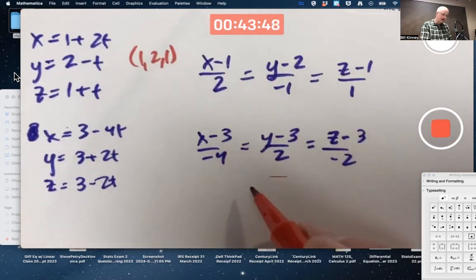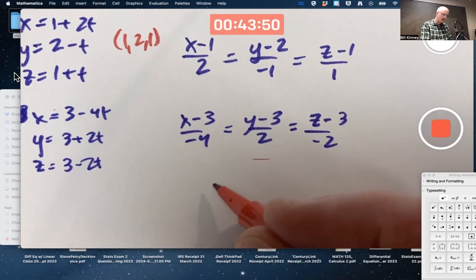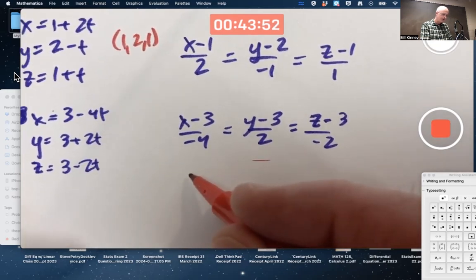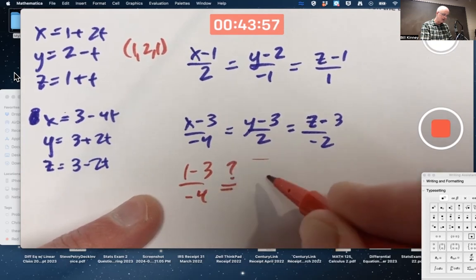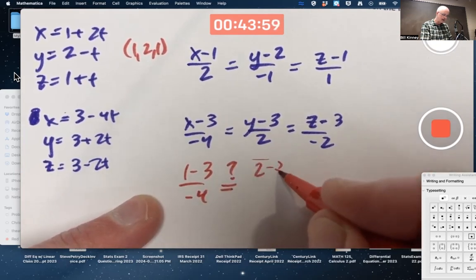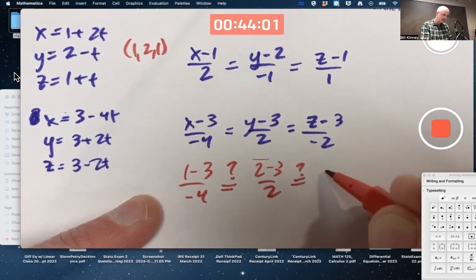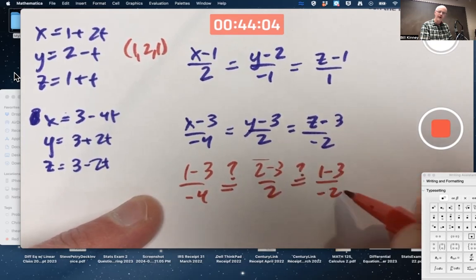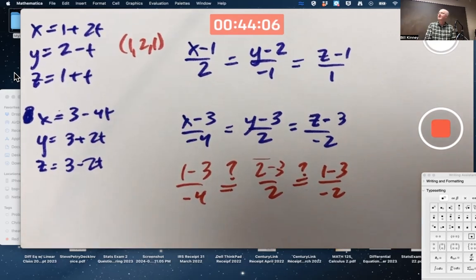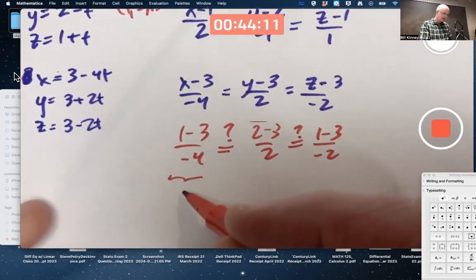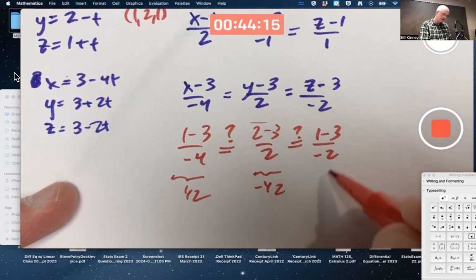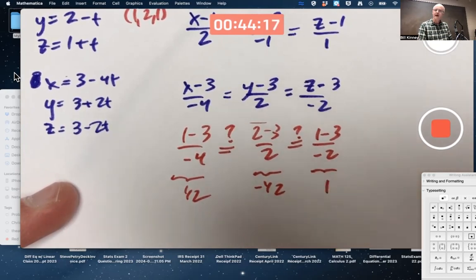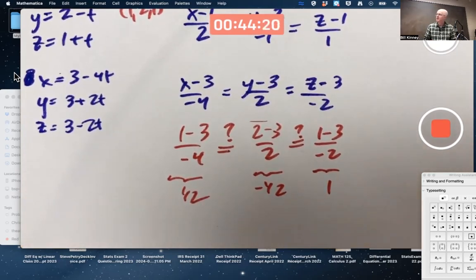Does it satisfy these? If I plug in x equals 1, y equals 2, z equals 1, do I get equality here? X equals 1 gives this. I'll put question marks above the equal signs. Is that equal to 2 minus 3 over 2? Is that equal to 1 minus 3 over -2? If any one of these numbers is different, then it's not the same line. This number is 1/2. This number is -1/2, it looks like. And this number is +1. It looks like they're not the same line because those are all 3 different numbers.